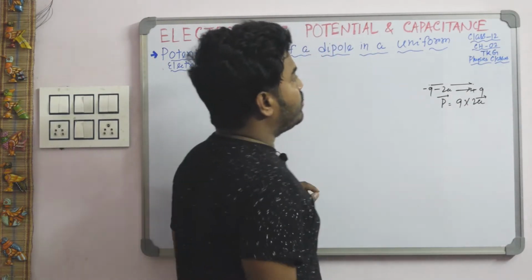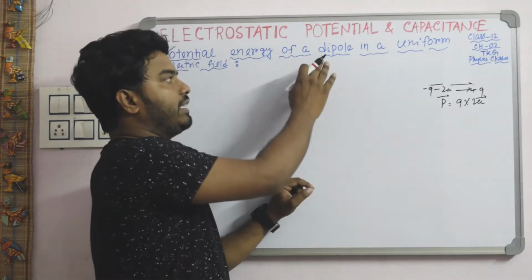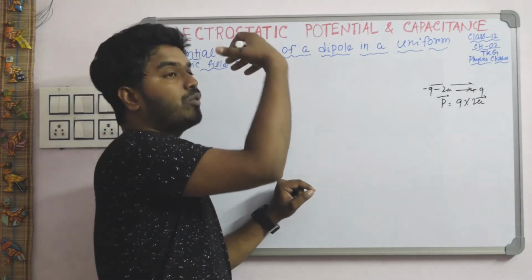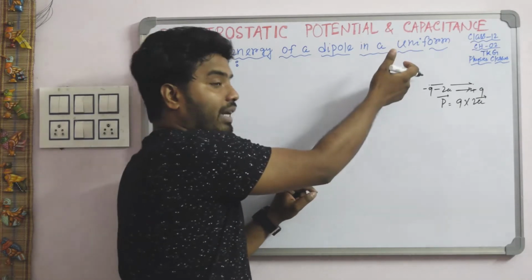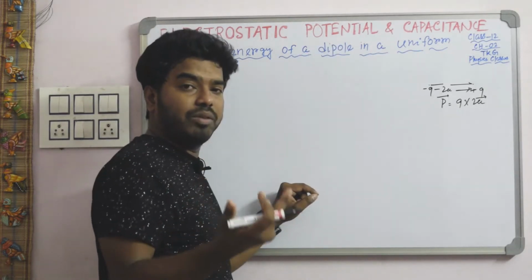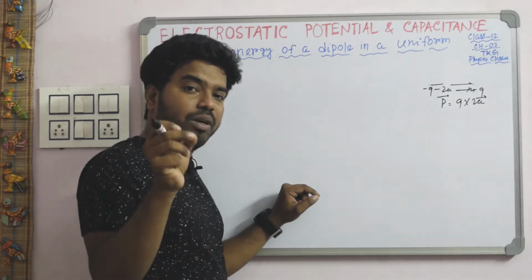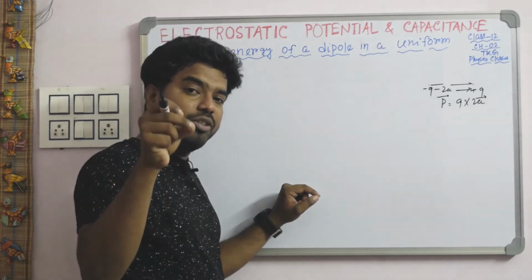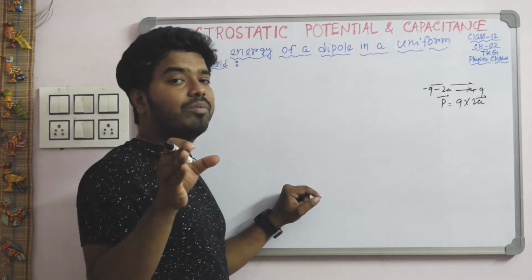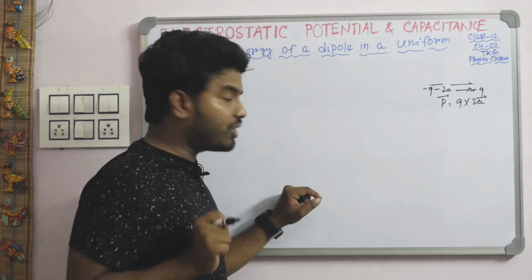So first of all, we have to consider an electric dipole, and this dipole will be placed in a uniform electric field. Do you know what a uniform electric field is? That is an electric field in a region where the magnitude is the same throughout, and the direction of the electric field is along a particular direction.